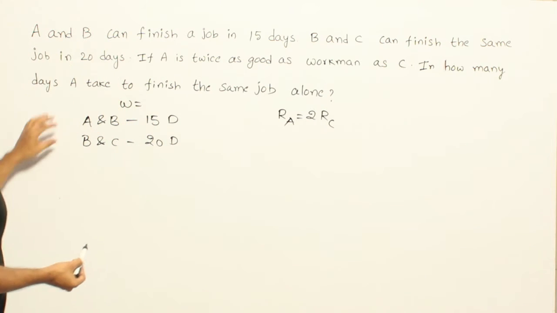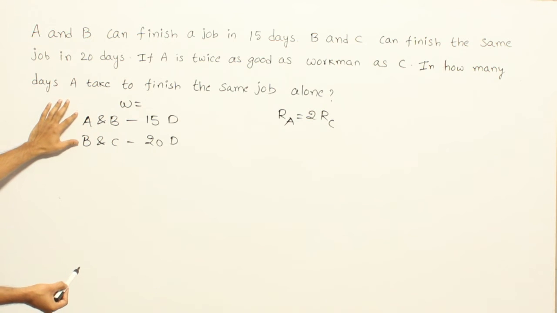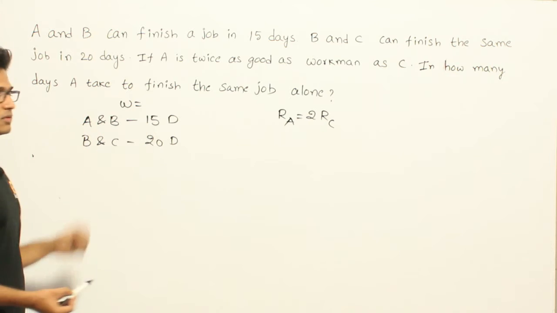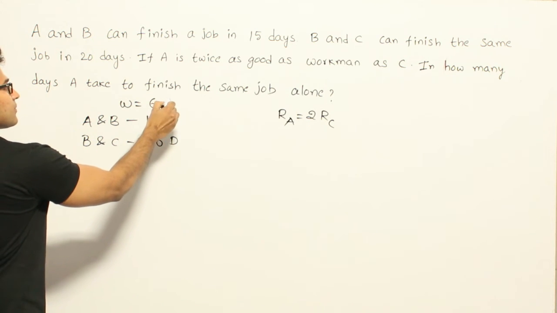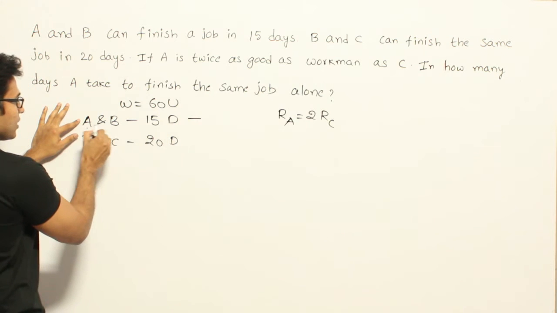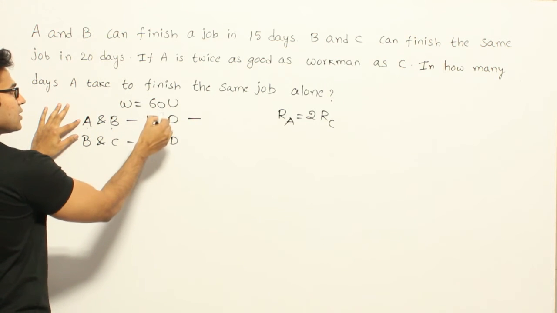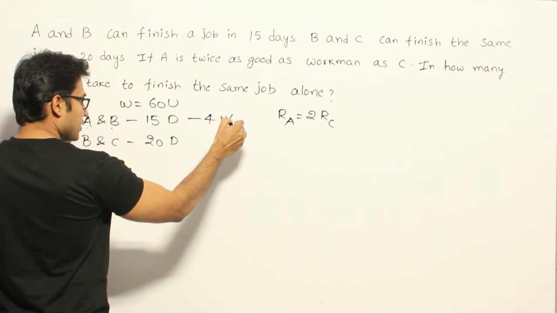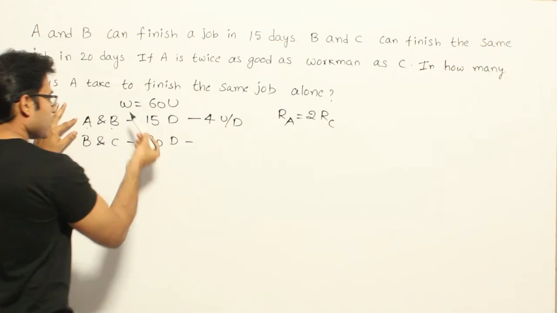Okay, let's see this. Now what will be a better number for this? 15 is given and 20 is given. You can take any number which is a multiple of these two. I am taking 60 units. If you take that 60, then what is the rate at which A and B have worked together? 60 by 15, which is 4 units per day, is the rate at which both of them are working together.